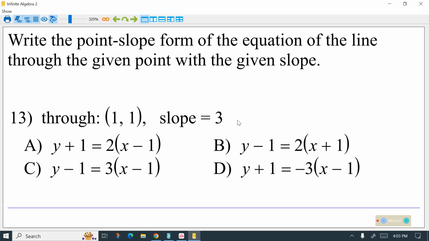So now 13, we got a slope of positive 3. And look, none of these other lines even have a slope of positive 3. So the answer has to be C.